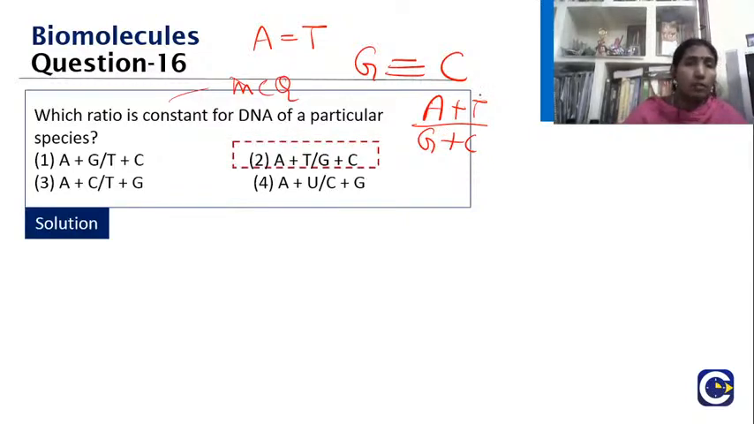Yes, very good students, you have given the right answer. So what should be the answer? When you take this, it should be equal to 1, and here approximately from 0.4 to 0.9 it should come. So mostly it will have that constancy. So A plus T divided by G plus C will be the answer. It is not anything else. Excellent students, you have given the right answer.